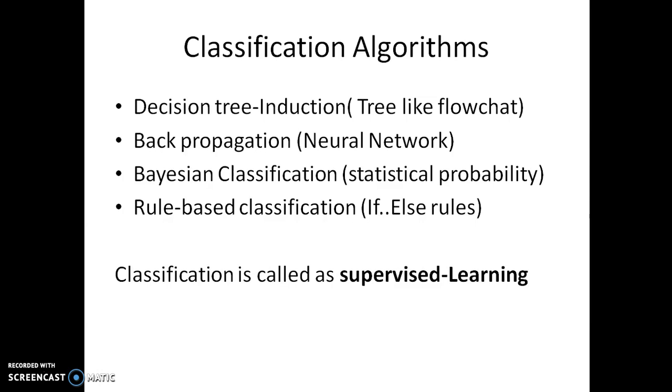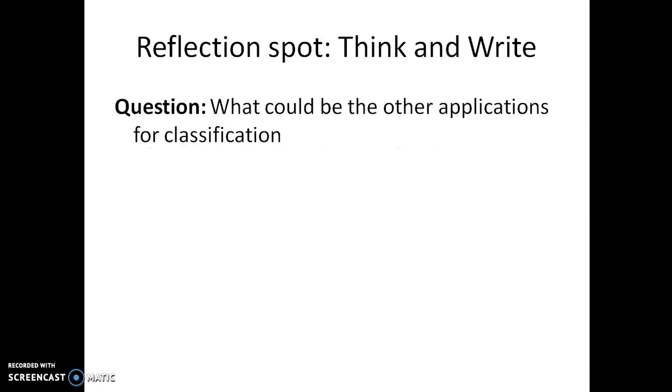Most importantly, classification is also called a supervised learning method, because in the first phase of classification, we train a model using the data tuples for which the class label is known. We are training the model based on known class label data tuples. That's why this is called a supervised learning method.